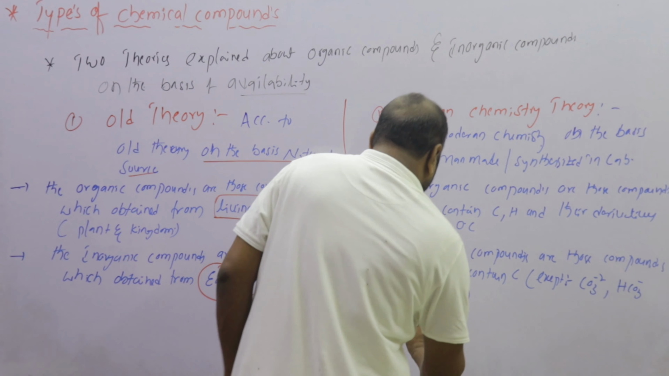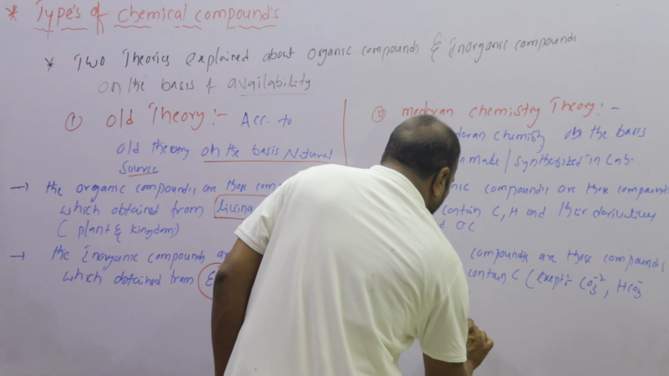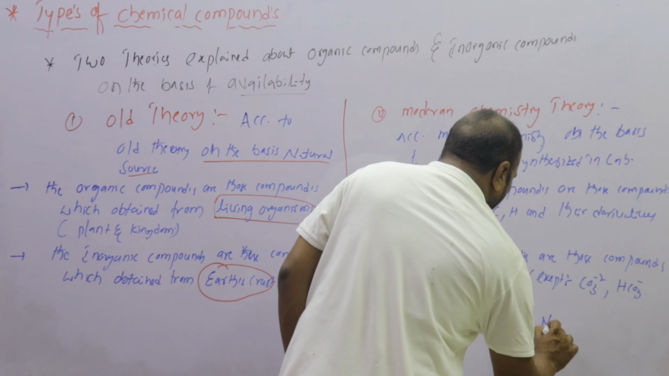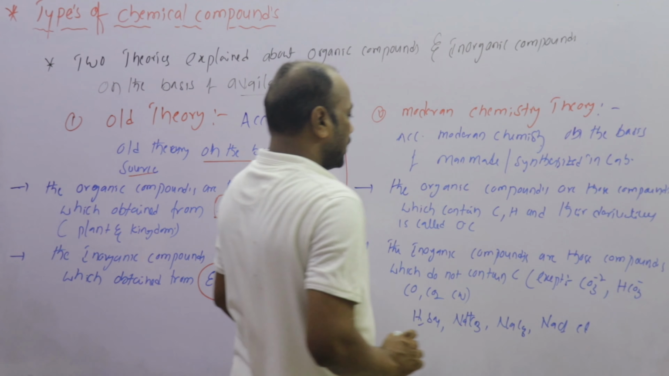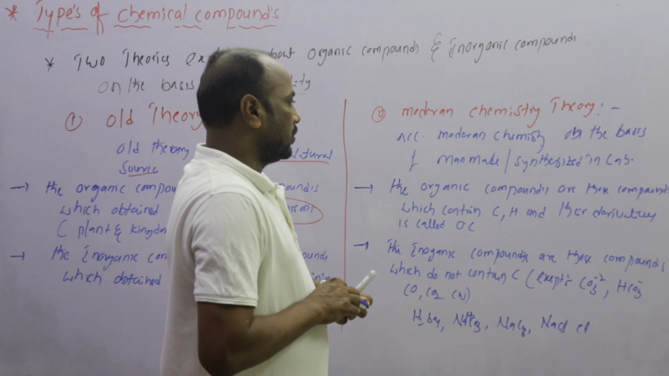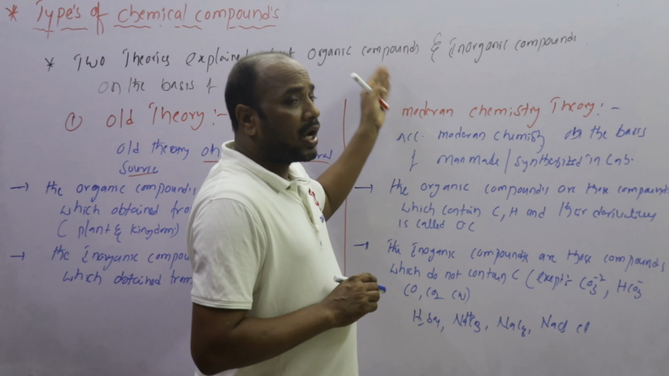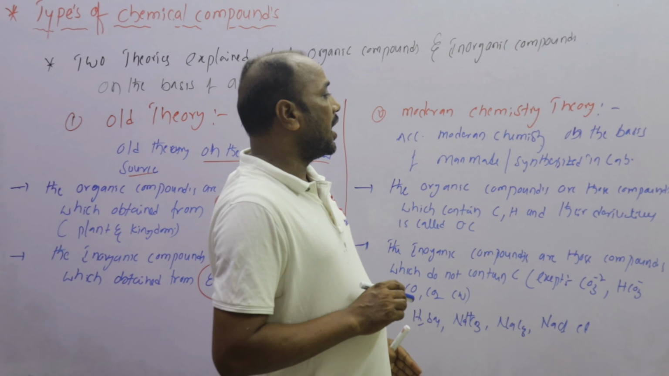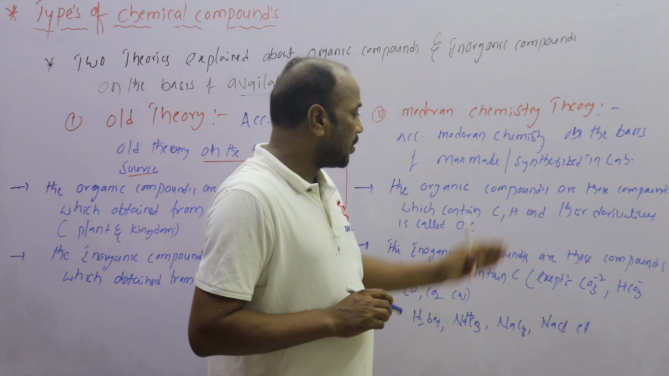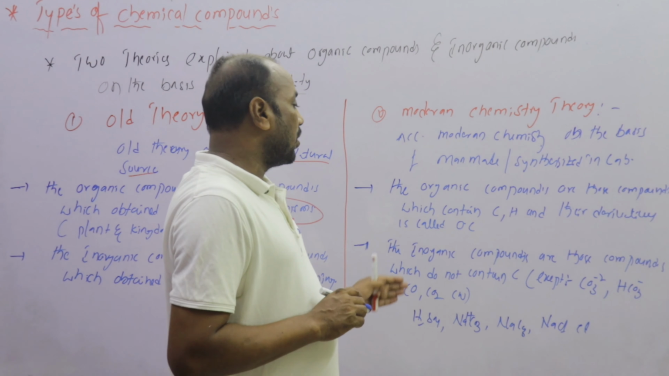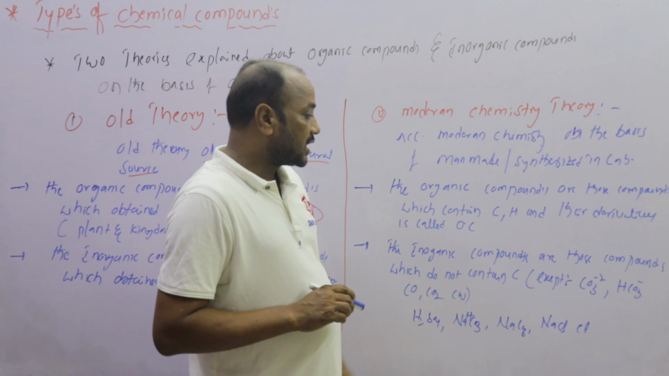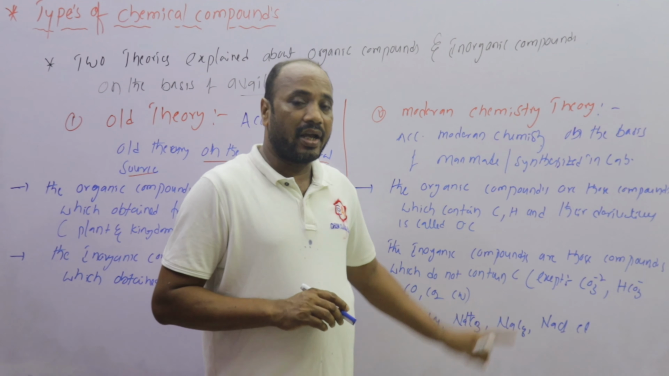For example, H2SO4, sodium bicarbonate, sodium carbonate and NaCl, etc. are inorganic compounds. So the modern chemistry theory explains organic and inorganic compounds as man-made or synthesized in lab. Organic compounds are those which contain carbon, hydrogen and their derivatives, and inorganic compounds are those which do not contain carbon, except carbonates, bicarbonates, oxides and cyanides.